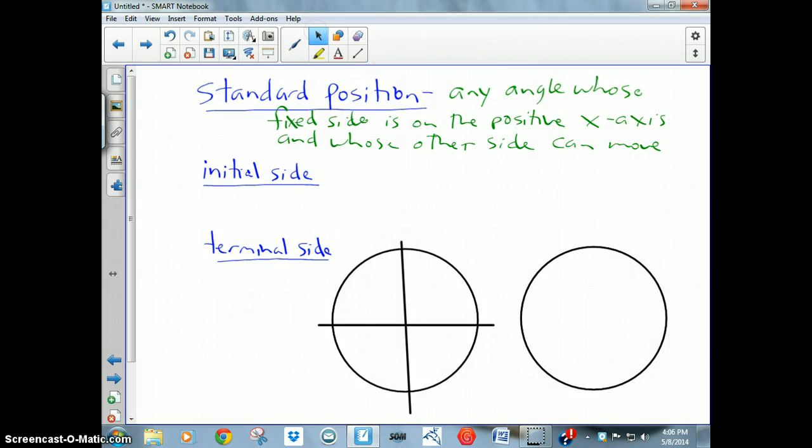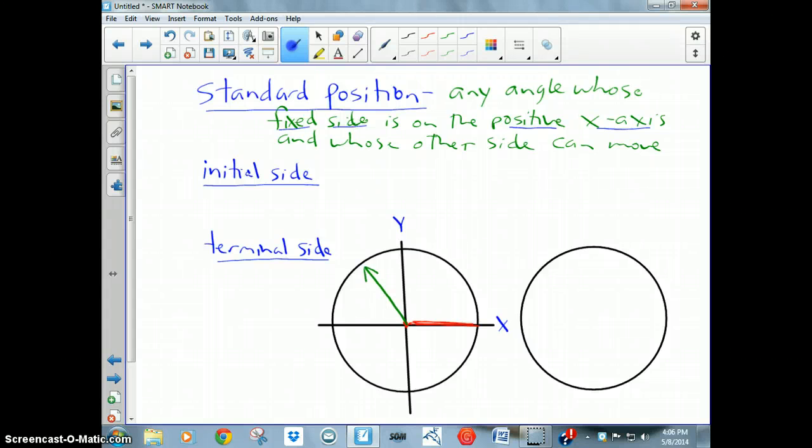This is x, this is y. An angle in standard position has its fixed side on the positive x-axis. I'm going to draw the fixed side in red. Here's the origin. The fixed side is this side right there in red. It doesn't move. It's stuck there. The other part of the angle, the green line, can move. This can move and form an angle.